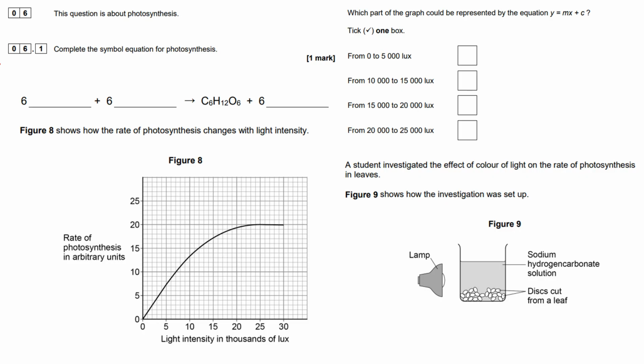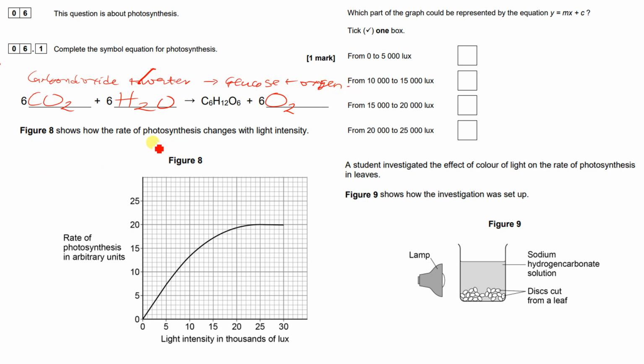Now, photosynthesis is 6 molecules of carbon dioxide plus 6 molecules of water. We give you glucose plus 6 molecules of oxygen. That's it. So the word equation is carbon dioxide plus water, we give you glucose plus oxygen.